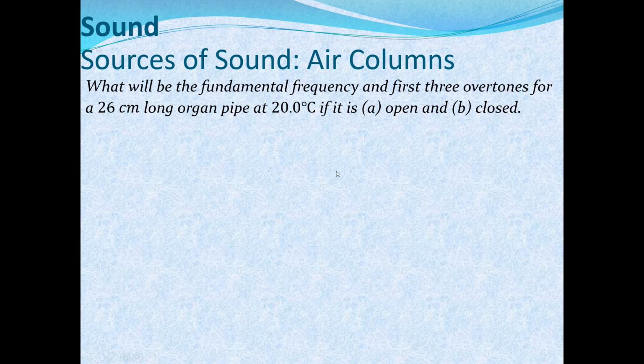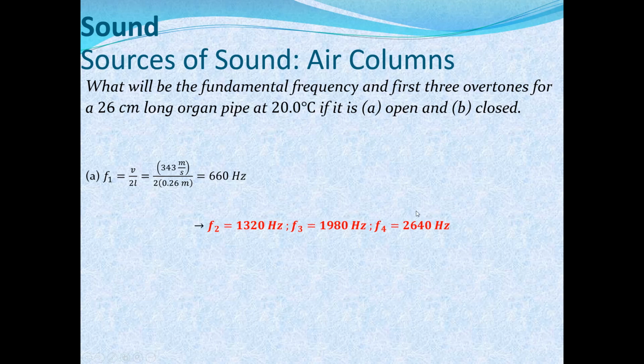So what we're going to do, we'll do the first one. They tell us 20 degrees Celsius, so we know that the velocity is 343. If it's open at both ends, the fundamental is going to be v over 2 times the length. So we get that the fundamental frequency is 660. So then the next 3 overtones will be 2 times 660, 3 times it, 4 times it.